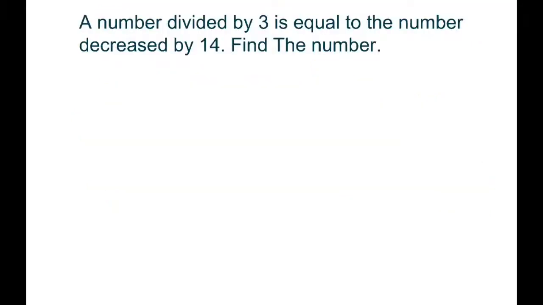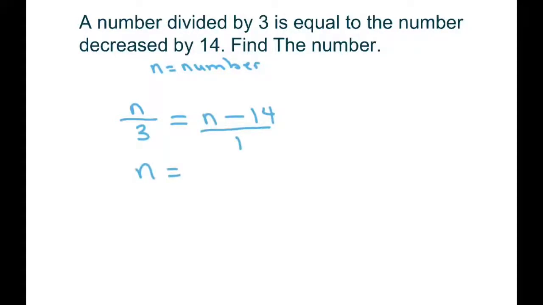All right, the next problem we have is this one. n is our number. A number divided by 3 is equal to that same number decreased by 14, and we have to find the number. What I'm going to do is cross multiply. I'm going to write the n minus 14 in fraction form, and cross multiply 3 up here to n minus 14. Now I'm going to distribute. So this is going to be n equals 3n minus 42, since 3 times 14 is 42.